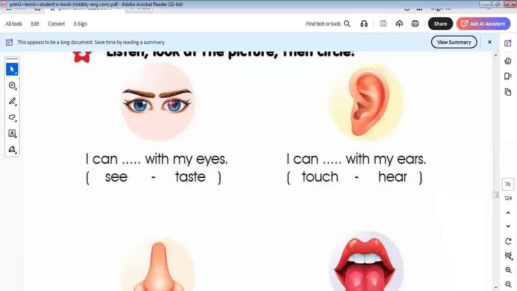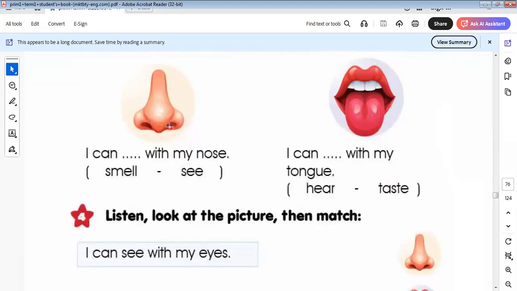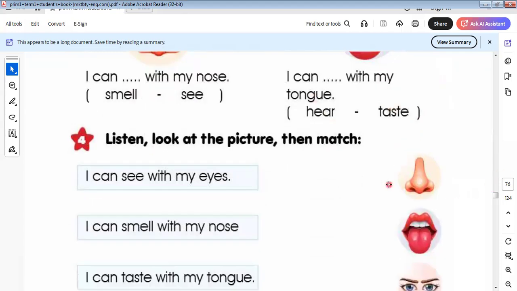I can see with my eyes. Here, we learn the song together, and we know that seeing is with my eyes. So I will select here: see. I can hear with my ears. I can smell with my nose. I can taste with my tongue.